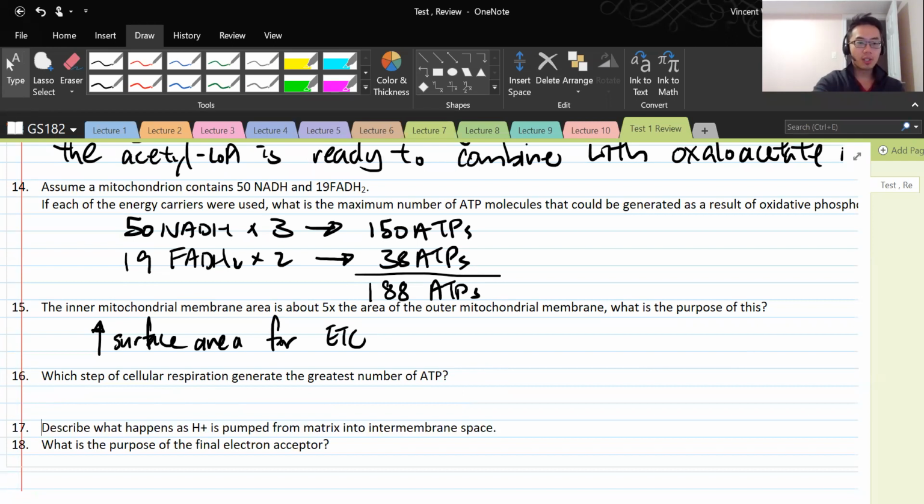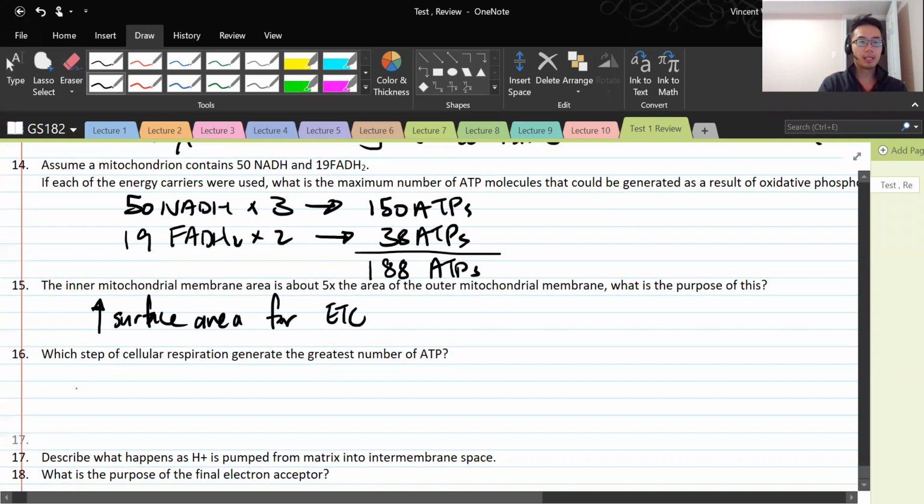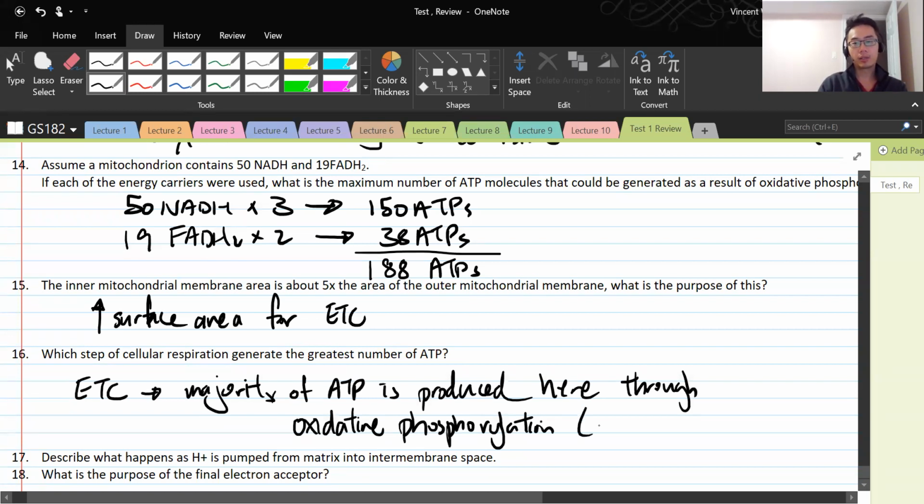Which steps of cellular respiration generate the greatest number of ATP? It is the electron transport chain. At the ETC, the majority of ATP is produced here through oxidative phosphorylation, and also chemiosmosis, creating that hydrogen gradient.